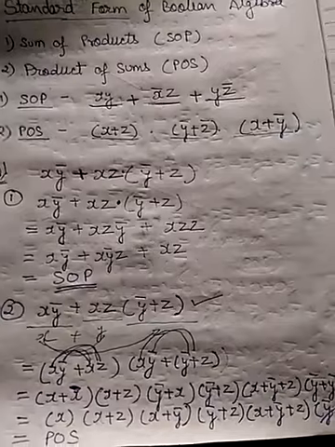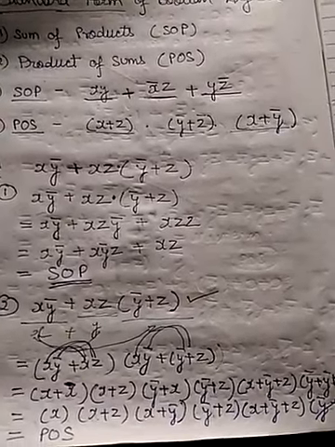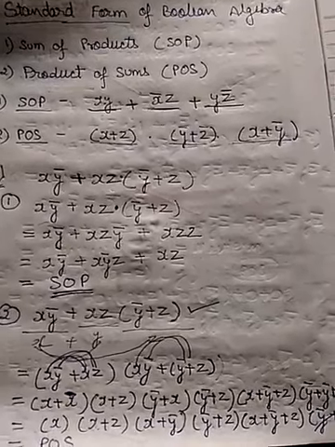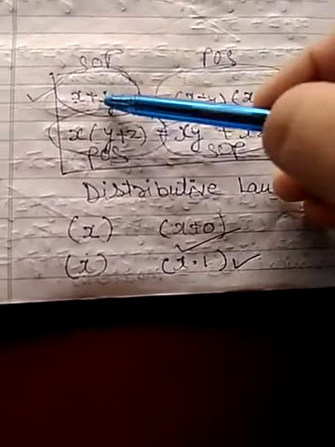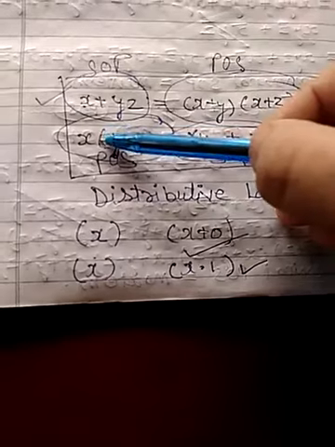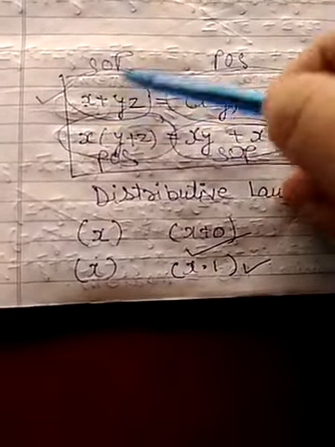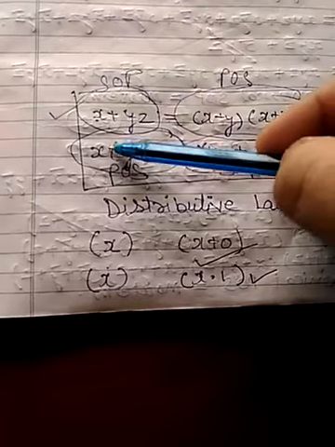Now, an important point: if we want to convert any function into the standard form, then distributive laws are used. There are two distributive laws. In the first distributive law, we distribute the plus. In the second distributive law, we distribute the multiply. So remember the distributive laws like this: in one, we distribute the plus, and in the other, we distribute the product.